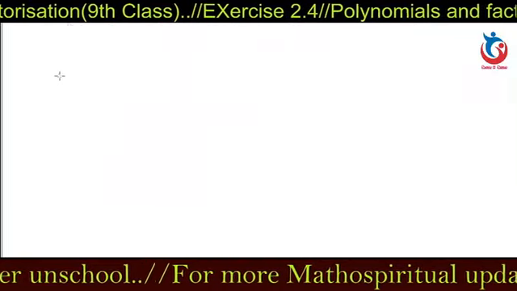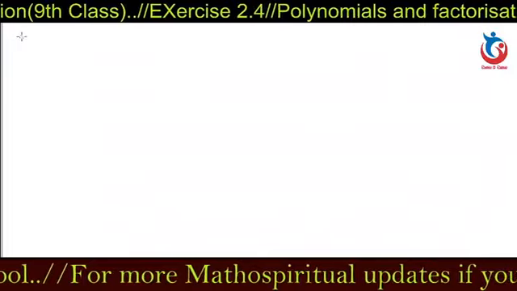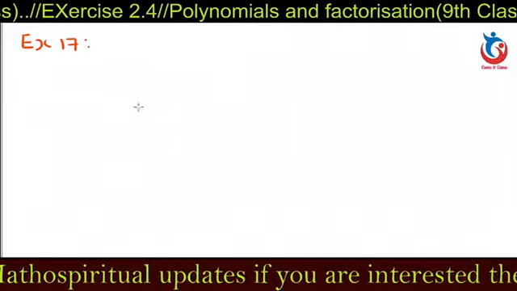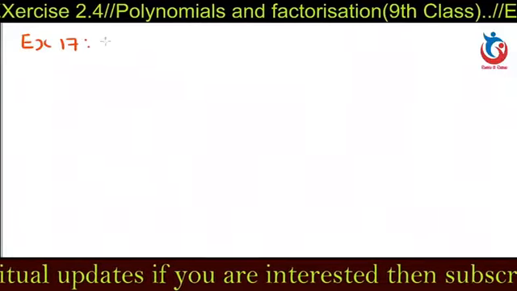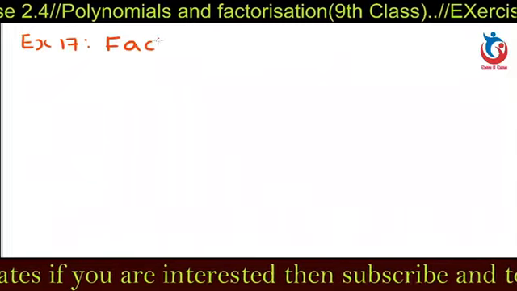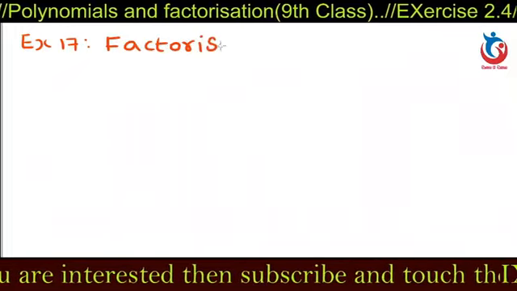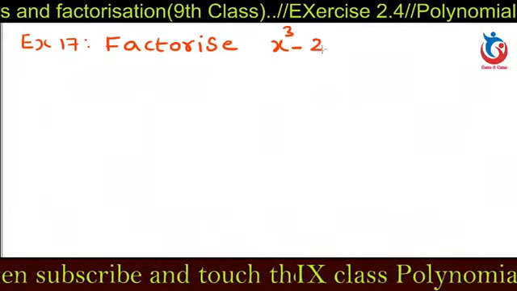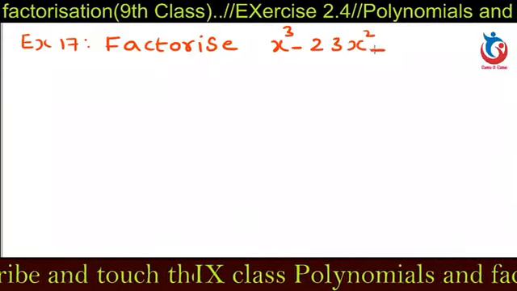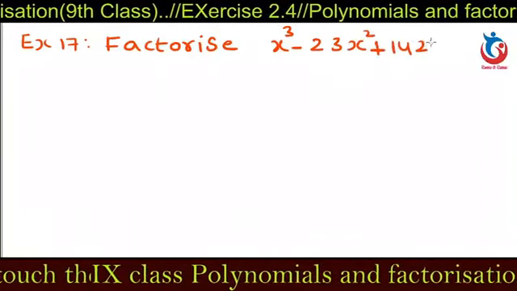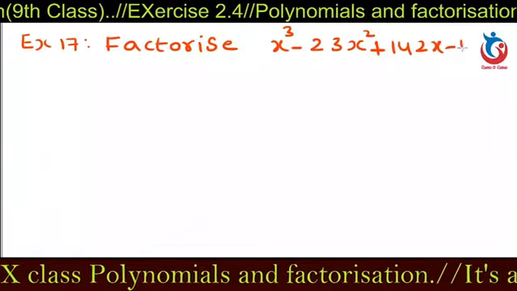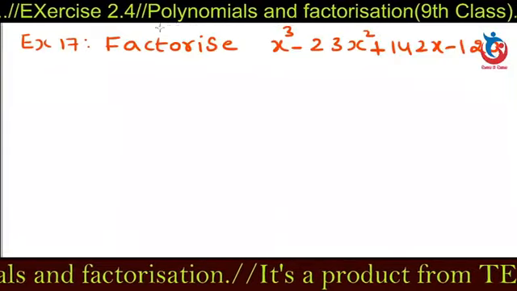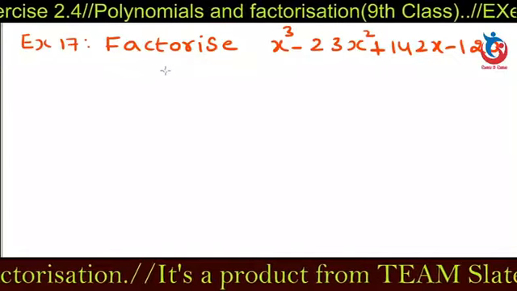Yes, next we'll go through one more example, that is example 17. The example is: factorize x cube minus 23x square plus 142x minus 120. Actually, here the degree is 3, so this polynomial is called a cubic polynomial.